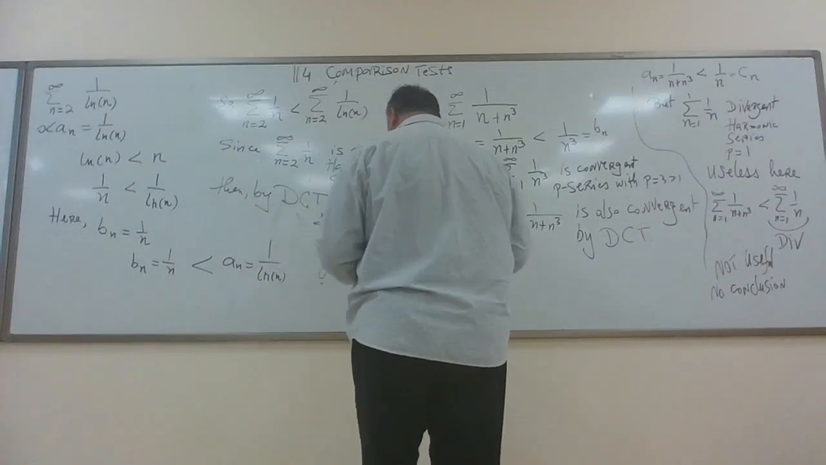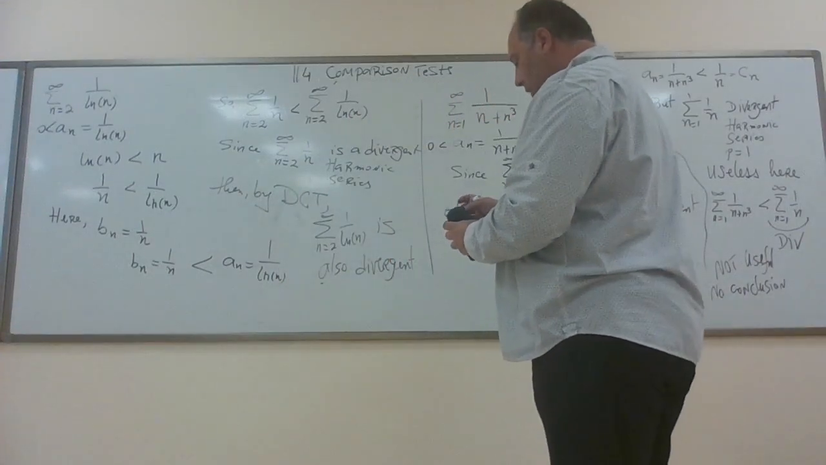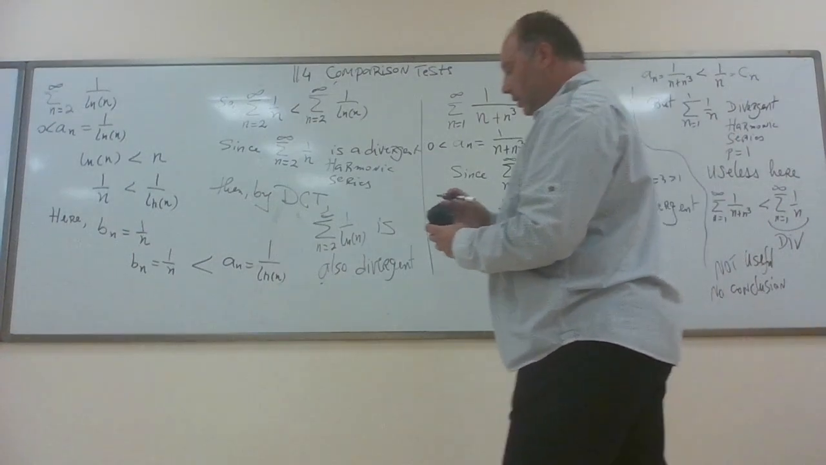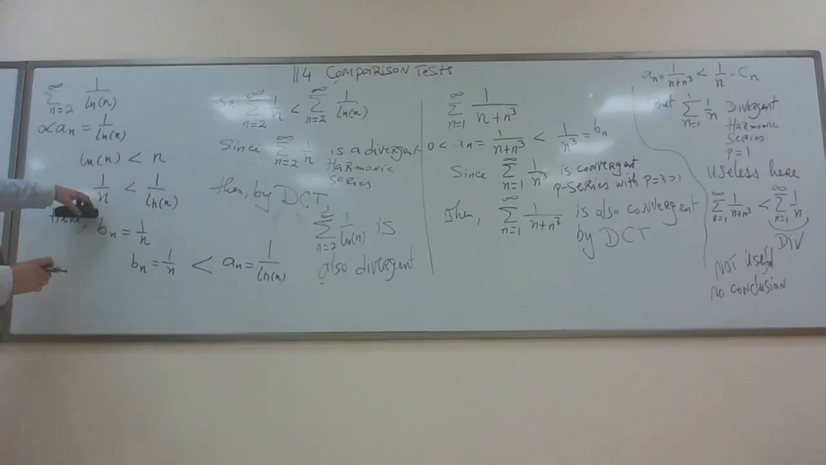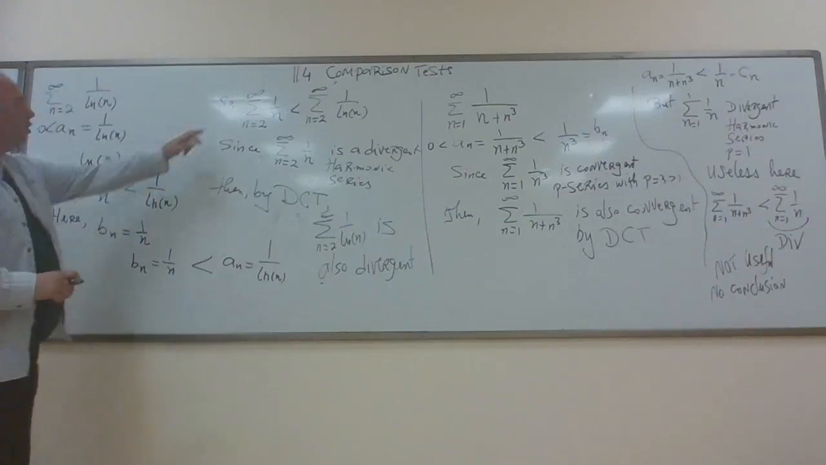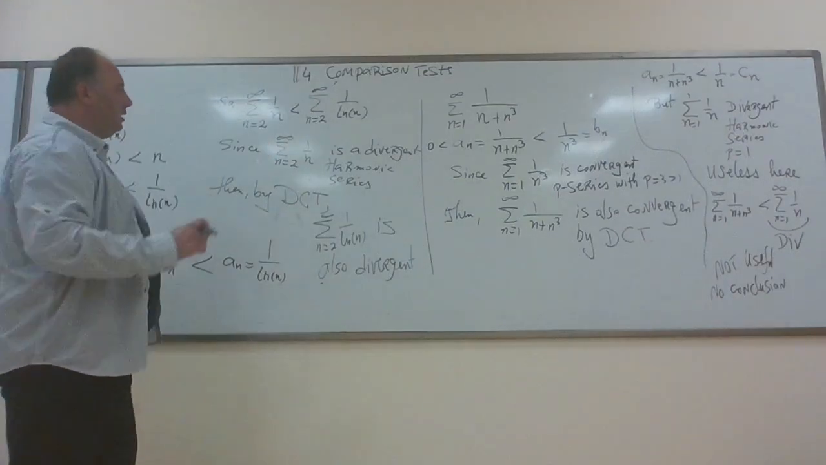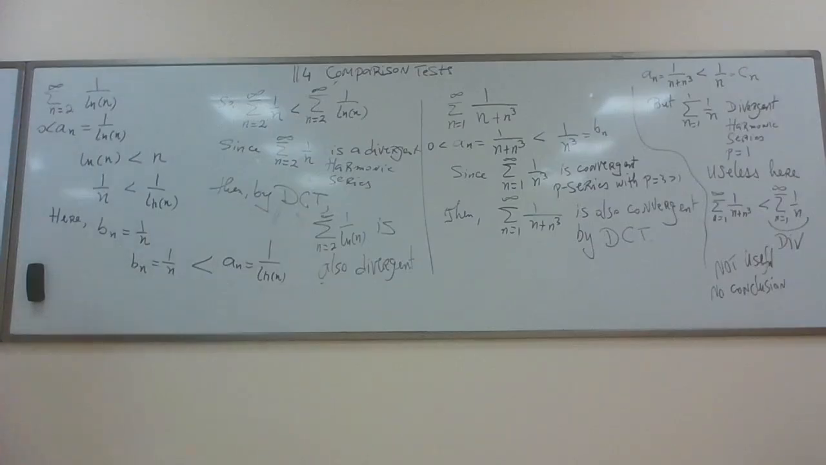So here it was very important to observe that ln n is smaller than n, and then 1 over n is smaller than 1 over ln n. So this helped us. The smaller series being divergent, the bigger series must be divergent also by direct comparison test. So that's just a useful observation.